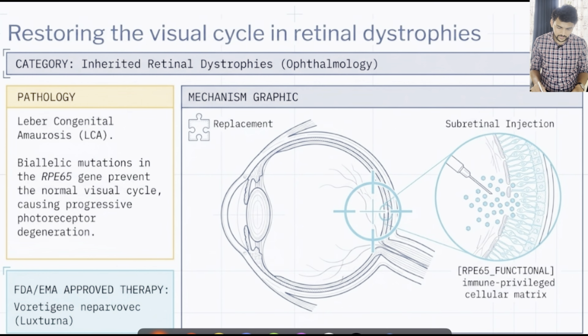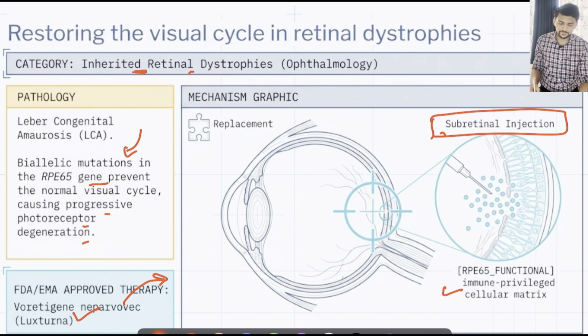The other conditions where gene therapy is utilized are some inherited ocular dystrophies like retinal dystrophy, where the biallelic mutation in the RPE65 gene leads to progressive photoreceptor degeneration and progressive blindness, and in that case we can take the help of gene therapy. In this particular condition, it can be injected directly in the subretinal layer. Subretinal injection is considered one of the easiest accessible sites in the body, as well as an immune privileged site, so the success of therapy will be quite higher.